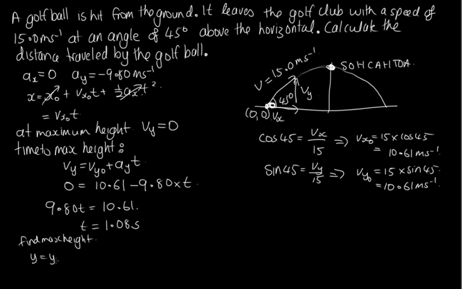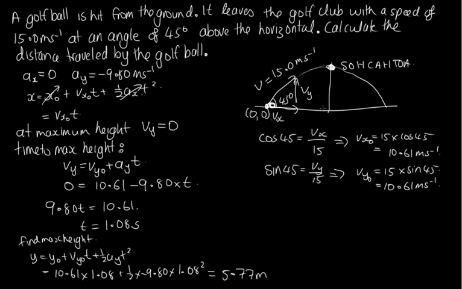We've got y is equal to y0 plus Vy0t plus a half AYT squared, and y0's 0. Vy0 is 10.61, so we've got 10.61 times the time, 1.08, plus a half times minus 9.80 times 1.08 squared. And so we can type all this into the calculator and we get 5.77 meters. So this maximum height here is 5.77 meters. So now we can work out how long does it take to fall from rest here back to the ground, which is 5.77 meters away.